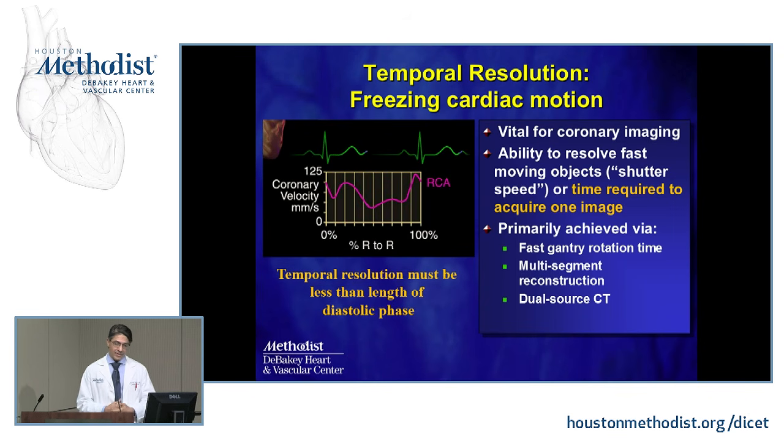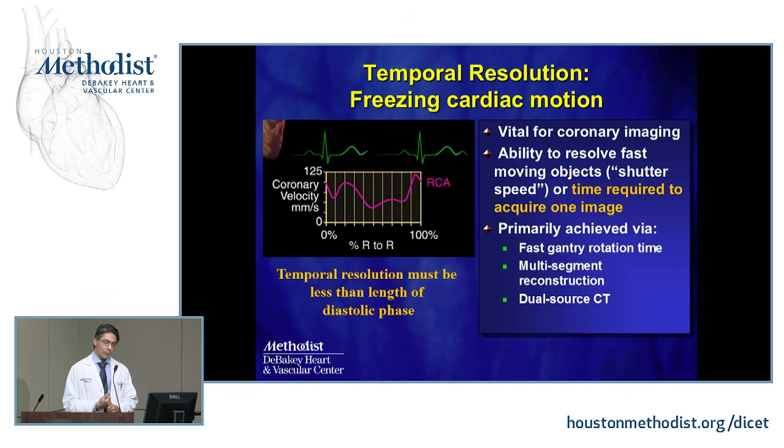So this just takes us onto the discussion about temporal resolution. Temporal resolution, which is really vital for coronary imaging, can be defined as your ability to resolve fast-moving objects. Another definition is the time required to acquire one image.